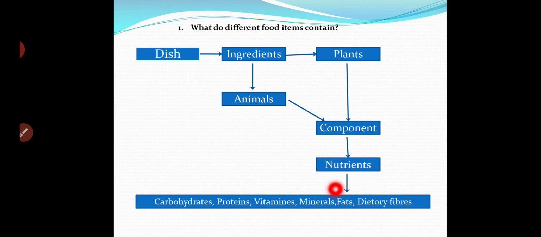So these nutrients are called food components. These food components come from plants and animals. These are called ingredients which contain dishes. Now next, water is also very important for our body. This is also a main source of our life.